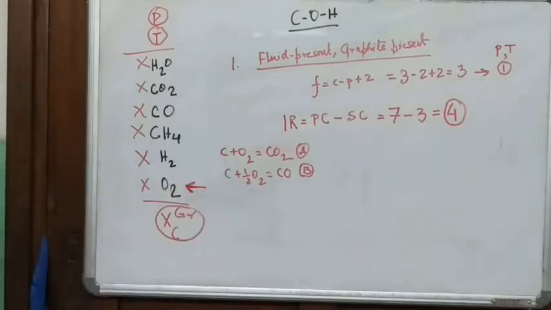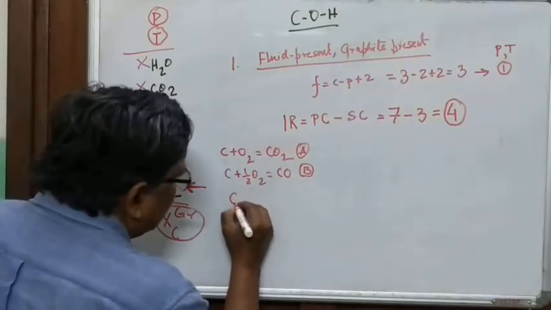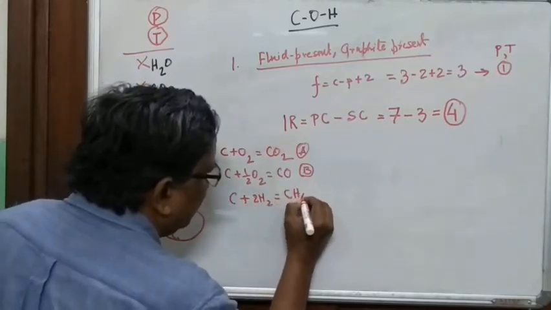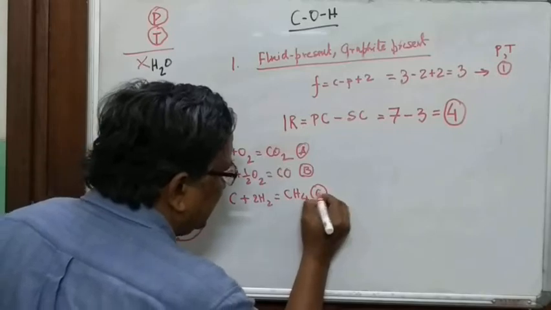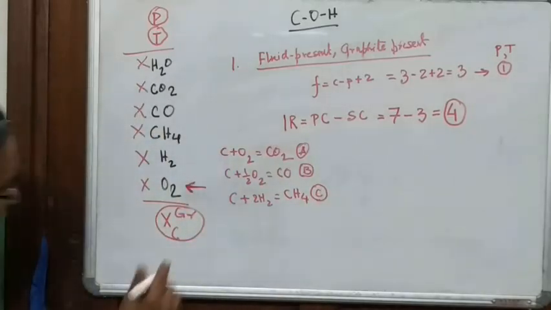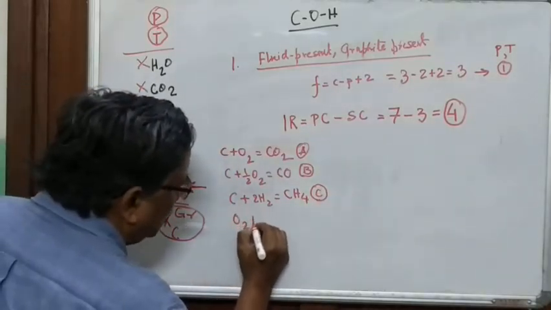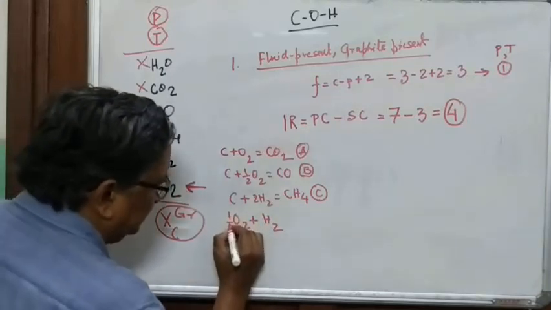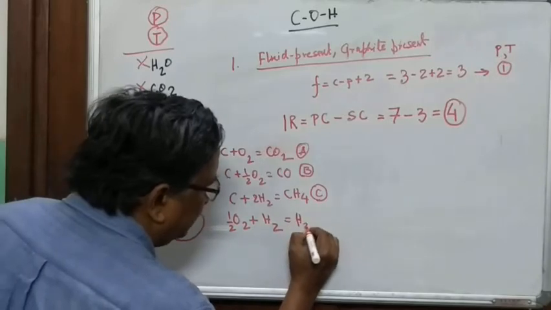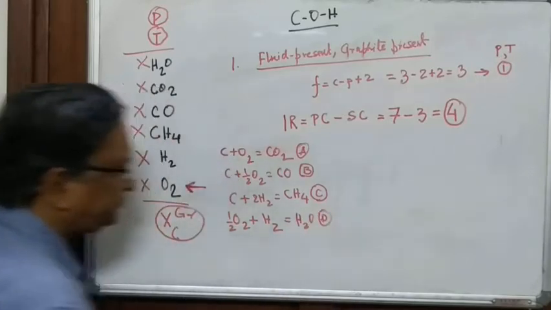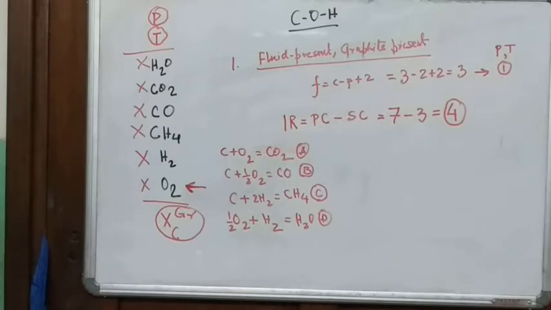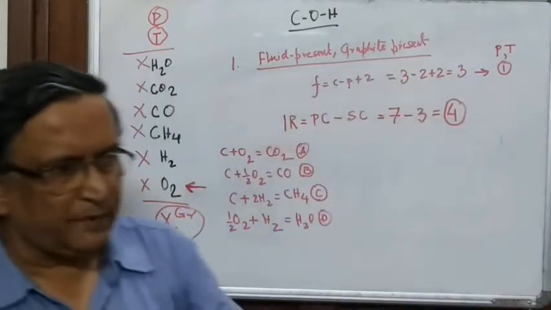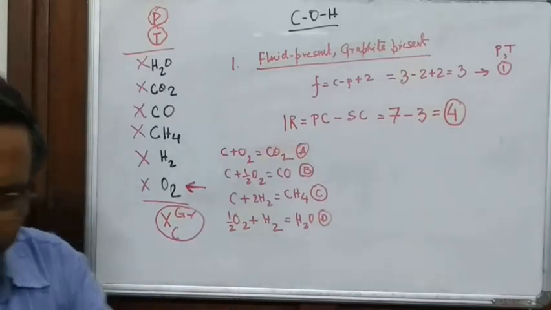I have reached 3. C plus 2H2 is equal to CH4. And O2 plus 2H2 is equal to 2H2O. D. 4 reactions. So now, let's go back. We stop here. The logic is important. We stop here.